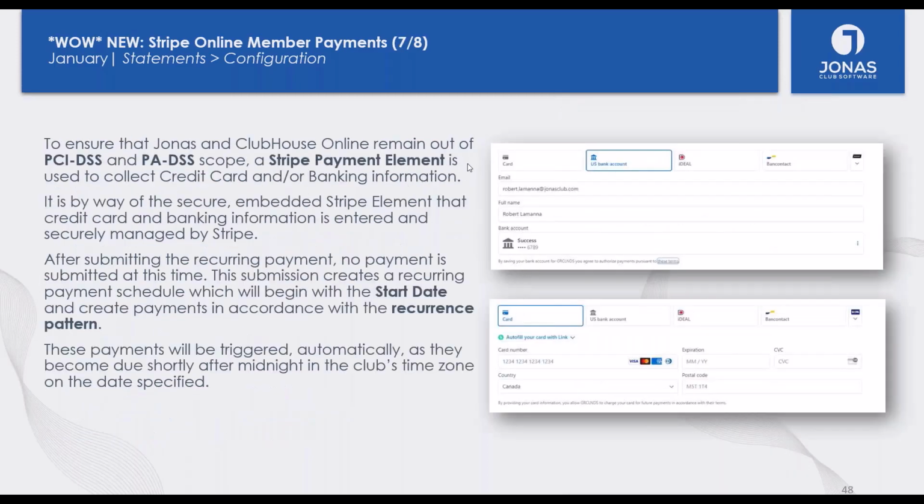We use this thing called the Stripe element, which keeps us out of PCI DSS and PA DSS scope. All the credit card information is securely captured within the Stripe element and sent to Stripe, where they store credit cards. We don't store any credit cards. We just store the token that they give us back and submit that to them when we're making a payment.